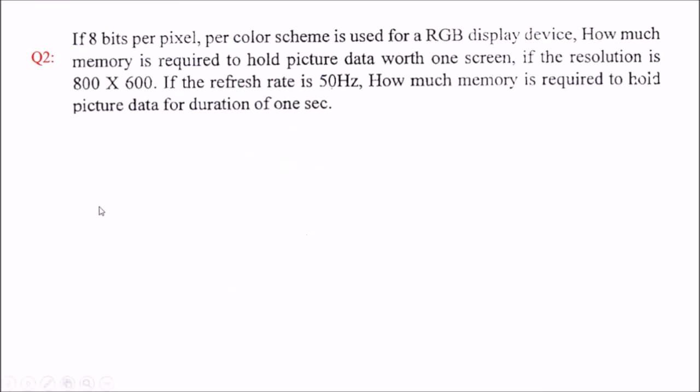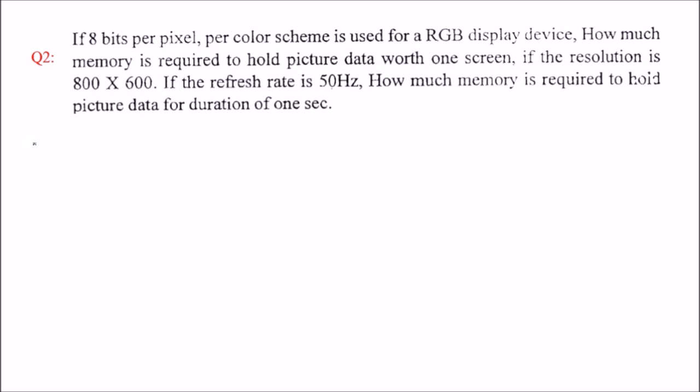So the problem is, suppose 8 bits per pixel per color is used for an RGB display device, how much memory is required to hold picture data worth one screen if the resolution is 800 by 600? If the refresh rate is 50 Hz, how much memory is required to hold the picture data for a duration of 1 second? So in the first case, you have to calculate the memory required for one screen, and in the second case, how much memory is required for the duration of 1 second.